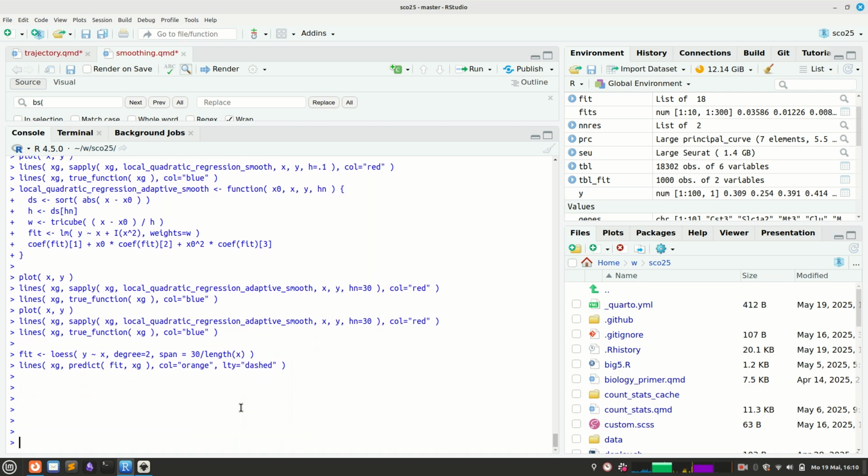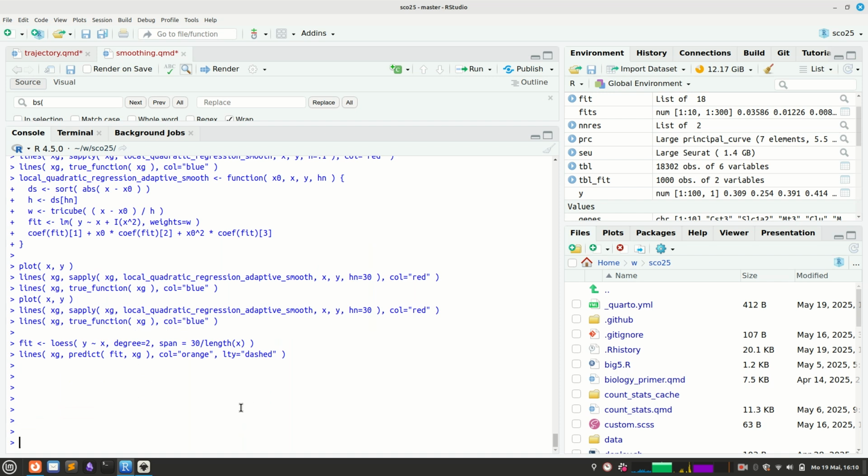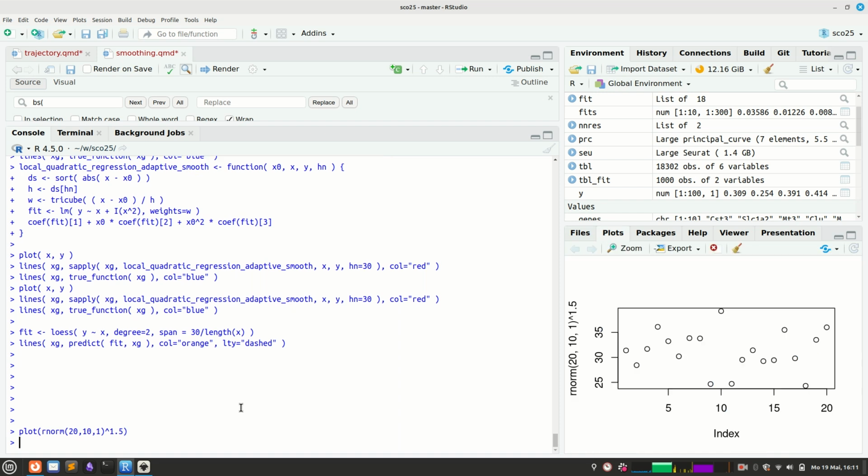Imagine I have some plot, rnorm 20. What should I do here? I want to skew it a bit. Yes. Let's say 20, 10, 1 to the 1.5 power. So here I have now made a data point, and as you see, this is not normally distributed. I put a power so that everything is skewed to one side and not to the other side.